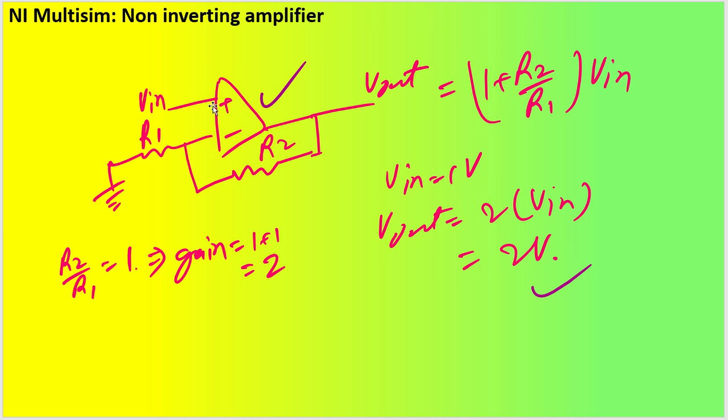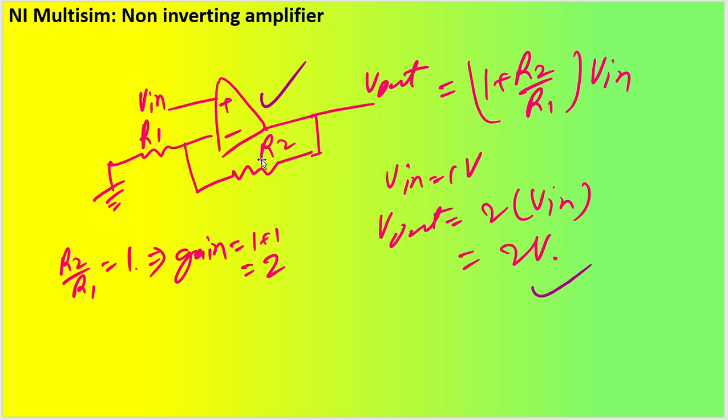This positive terminal is the non-inverting terminal, and this is the inverting terminal. Let us say this is my input voltage. So the output voltage will be what? The output voltage will be nothing but 1 plus R2 by R1 into V in. So R1 and R2 are used to set the gain for this non-inverting amplifier.